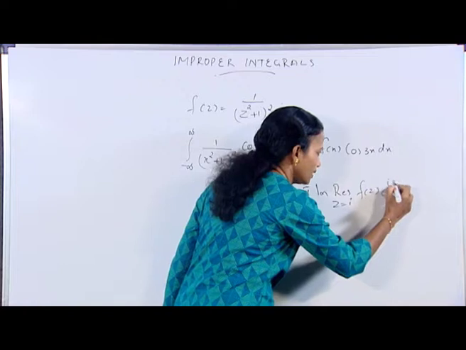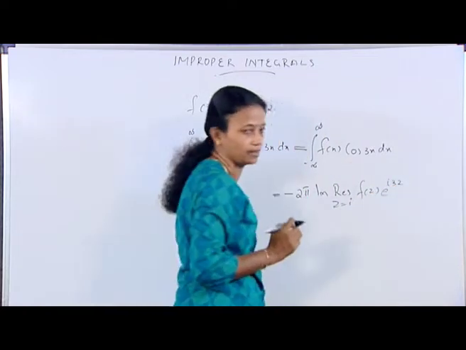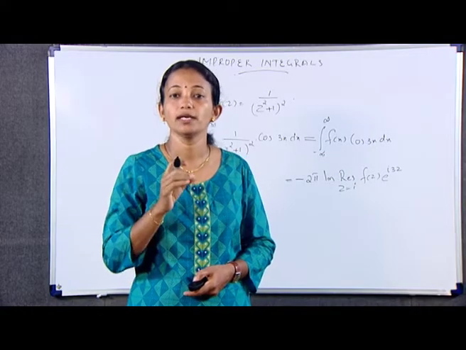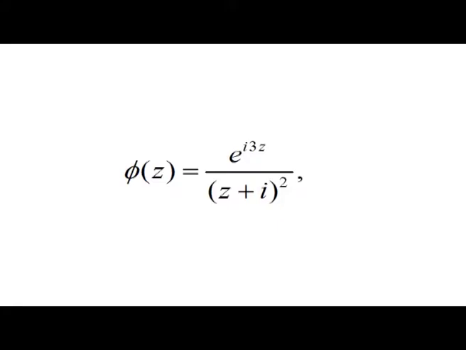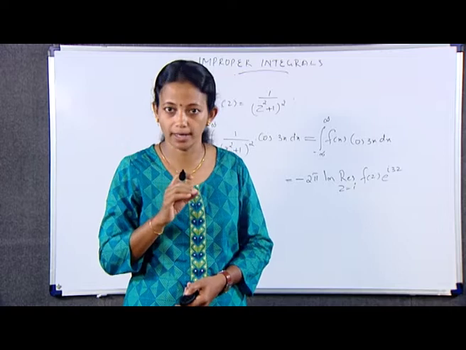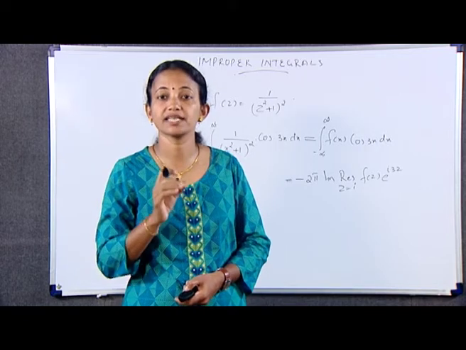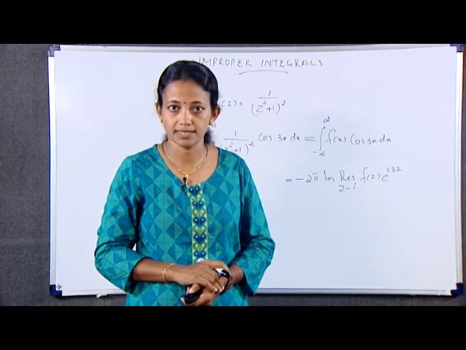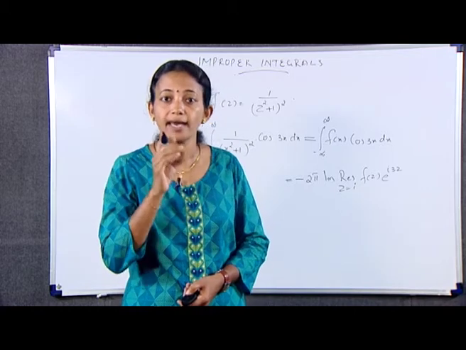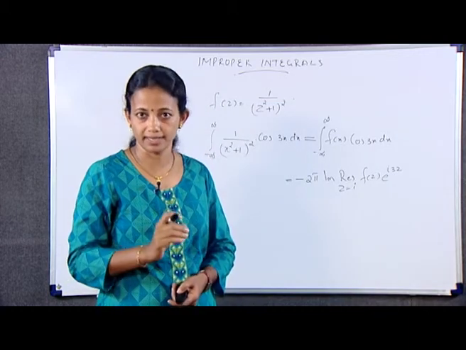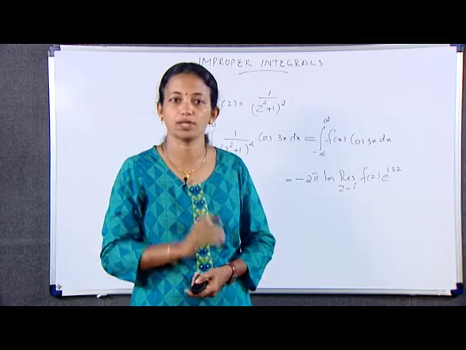Here it is e raised to i3z. Instead of s we have 3 here. Since f(z) e raised to i3z is equal to phi of z by (z minus i) whole square, where this phi of z is equal to e raised to i3z by (z plus i) whole square. The point z equals i is evidently a pole of order m equal to 2 of f(z) e raised to i3z. Hence, residue at z equals i of f(z) e raised to i3z is equal to phi dash of i, that is equal to 1 by i e raised to 3.